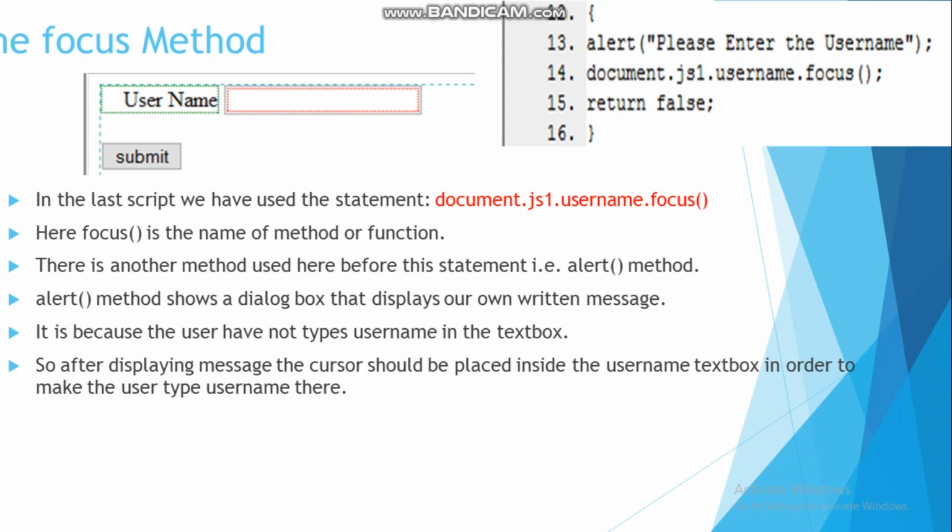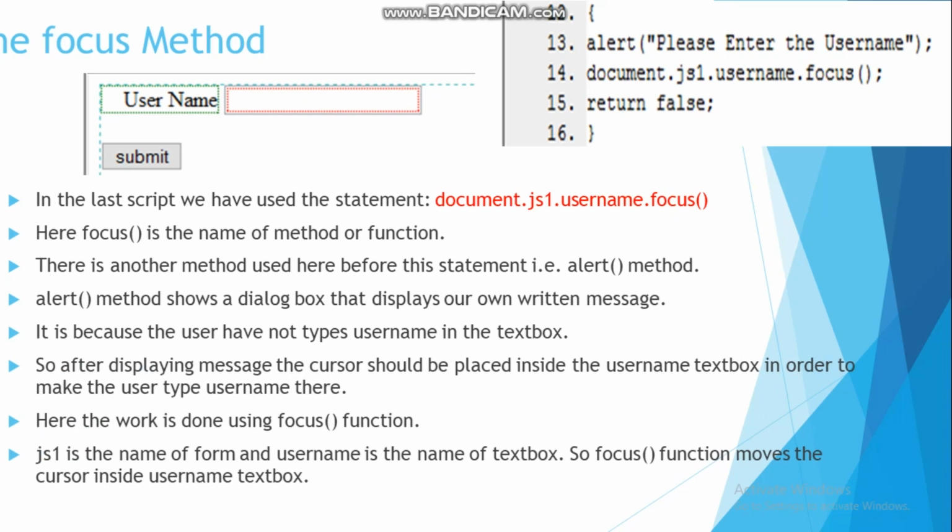So after displaying the message, the cursor should be placed inside the username text box in order to make the user type the username there. So after pressing OK, the cursor will move to the username text box. Here the work is done using the focus function. js1 is the name of the form and username is the name of the text box. So the focus function moves the cursor inside the username text box. Focus is, remember, an inbuilt function of JavaScript.